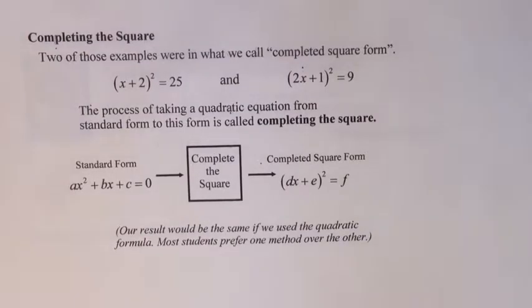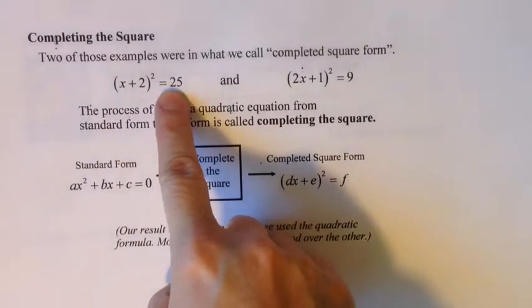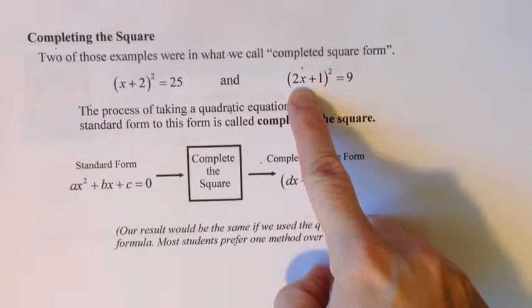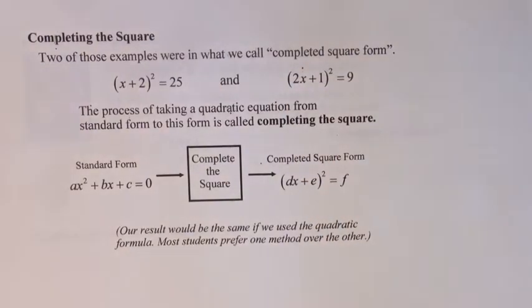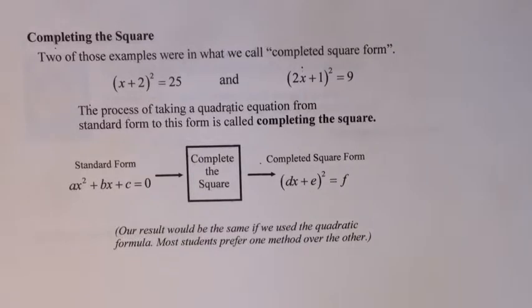You may have noticed that two of those examples weren't quite like the others. (x plus 2) squared equals 25, and (2x plus 1) squared equals 9 isn't quite the same thing as x squared equals 20, or x squared equals 11. These two examples were in what we call completed square form. The process of taking a quadratic equation from standard form to this form is called completing the square.